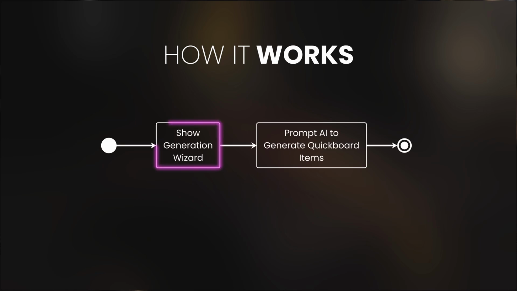To ask AI to generate Quickboard items, a wizard dialog is shown to the user. This dialog prompts the user to specify which models the AI should use to generate the items. I will explain more about the AI in the second part of this video. For now, we need to create the Quickboard first.